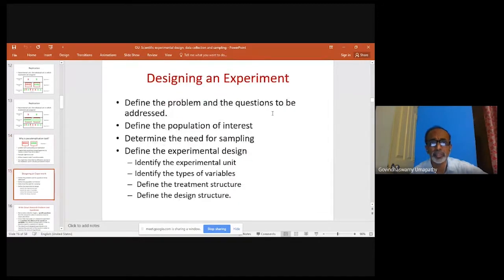The other part of experiment design is to define the questions. What kind of questions are you going to address? Hypothesis. Define the population of interest. What kind of population? Where? What is the size of the population? Are you planning to estimate for a particular area like Hyderabad? Are you going to include Telangana? Are you going to cover entire India, or Asia, or global? So we need to pre-plan the population size.